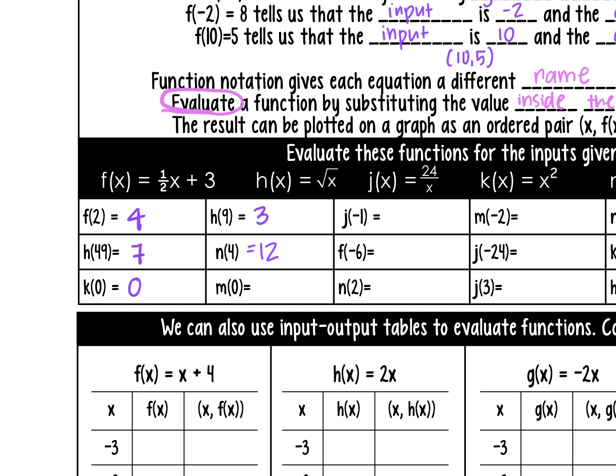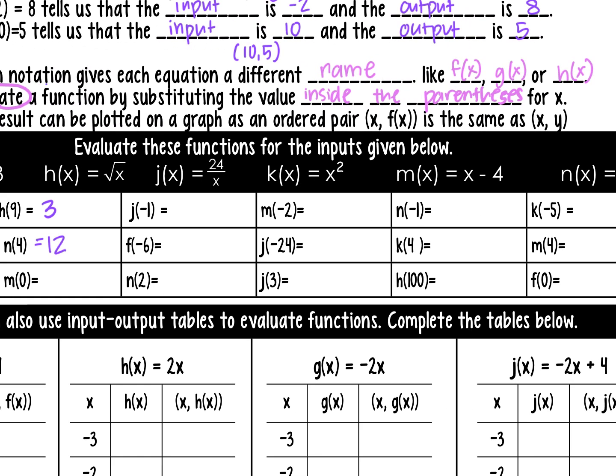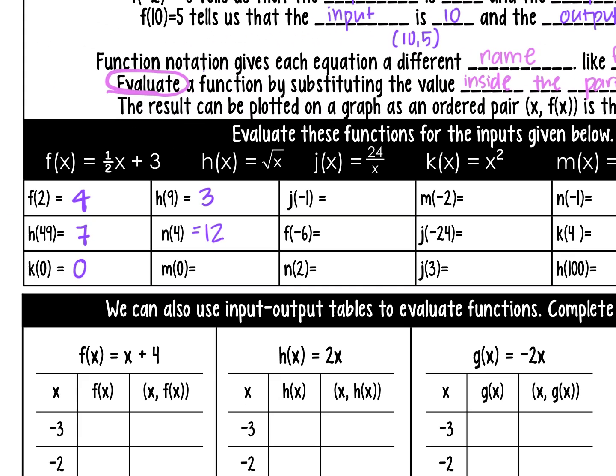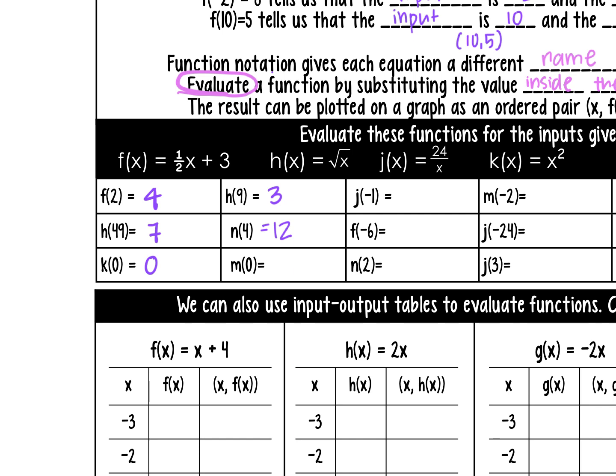And m of 0, my m function is to take the input and subtract 4. So I take 0 minus 4, I get negative 4. Pause the video and try the rest of these examples and check in with your teacher to see how you're doing. Unpause the video when you're ready to look at the input-output tables.